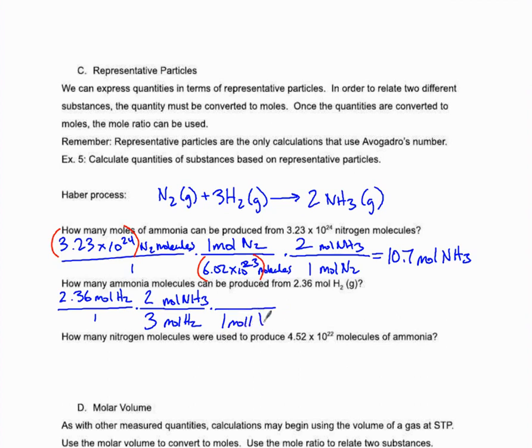And in 1 mole of ammonia, we have 6.02 times 10 to the 23rd molecules of ammonia. Again, just as a habit, I would put this into parentheses just to make sure that nothing interferes with the order of operations, and we'll find 9.47 times 10 to the 23rd, and that's ammonia molecules.